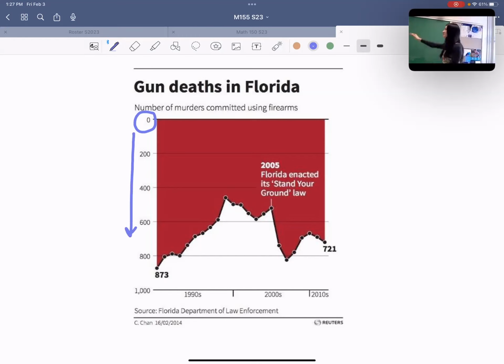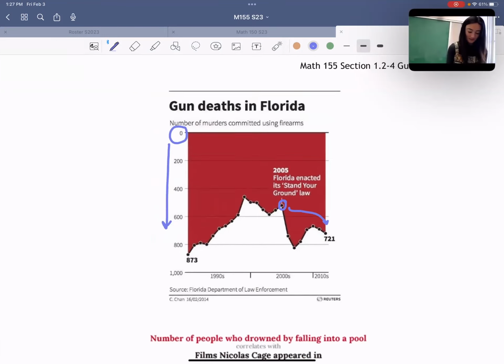So this graph is essentially just flipped upside down. If you wanted to read it, you'd actually have to do a handstand and read it upside down. So even though it looks like after this law, the gun deaths are going down, it's actually going up because the graph is upside down. Okay, so this graph is a little bit more deceptive and trying to show you one thing when it's actually something else. All right, let's do another one.